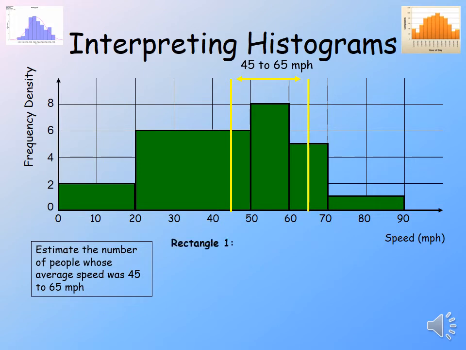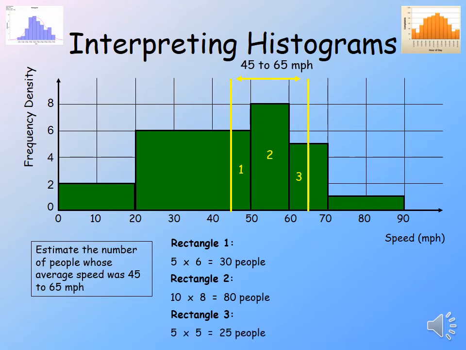Then we need to mark out the rectangles. So we've actually got 3 rectangles here. That's the first one, and that is 5 multiplied by 6. This is the second one, and that is 10 times 8. And then we've got a third one here as well, which is 5 times 5, 25. So we just add 30, 80 and 25 and we get 135. It is as easy as that.